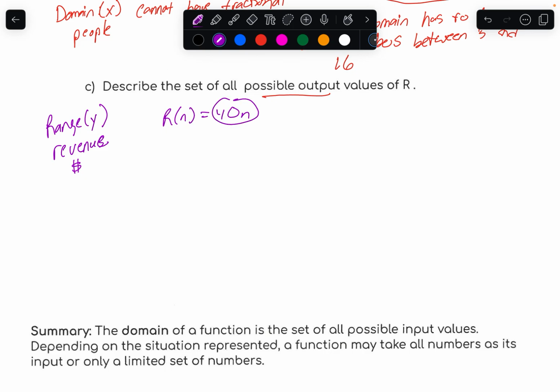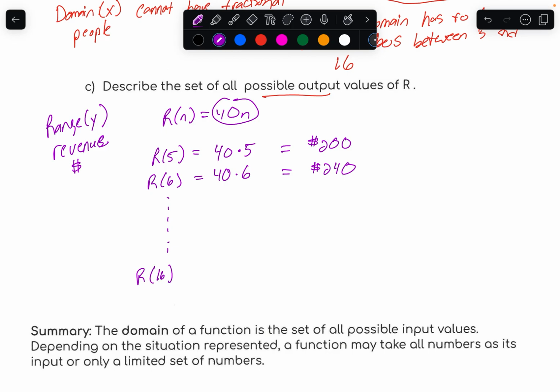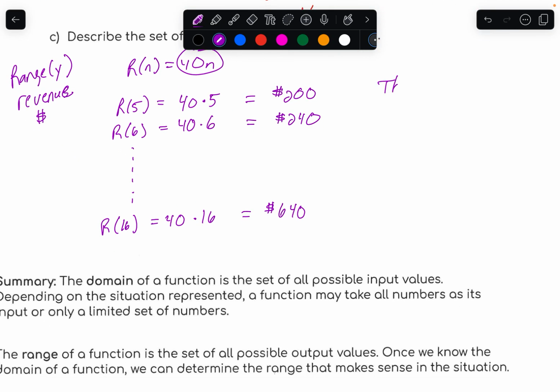So what are the possible outputs? Well, if we put in 5 campers, then 40 times 5 would be $200. So that would be a possible amount of revenue. R of 6 would be 40 times 6, which would be $240. So that is a possible output. And we would continue to do this until we get R of 16, because that's the most amount of campers. So 40 times 16, if you punch that into your calculator, that would be $640.